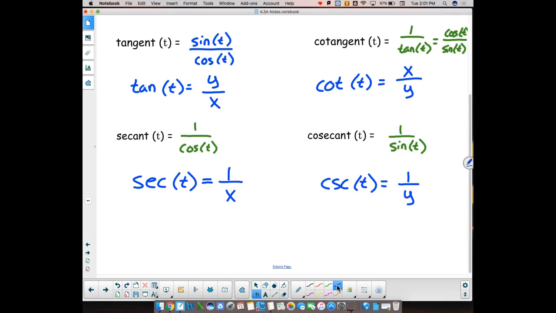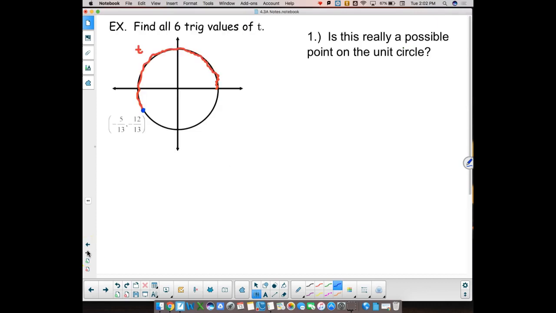And for any point that's on the unit circle, we can look at the x value or the y value of the point to find the 6 trigonometric functions. So if it's on the unit circle, those work. If it's not on the unit circle, then those don't work. So the very first thing that you should do if you're given a point on a circle is determine if it's on the unit circle.